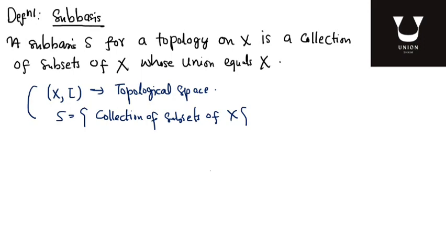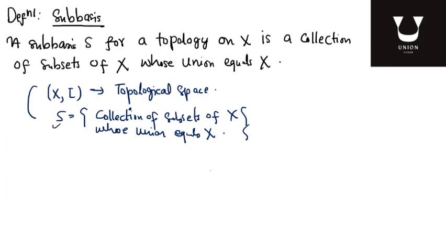You are not collecting all possible subsets of X. It may be all possible subsets of X, no problem, but you are collecting in S those subsets of X whose union equals X. S may be the collection of all subsets of X, but it may not be. So S is just a collection of subsets of X, not necessarily all, whose union equals X. If you take the union of all elements of S, you should get X. Then S is called a subbasis for a topology on X.